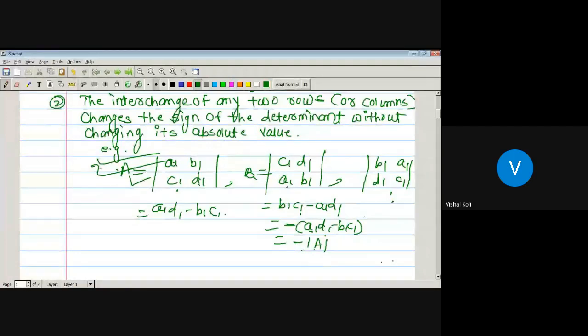And similarly for this one also, suppose c is this one, then its determinant value is b1 c1 minus of a1 d1, which is equal to negative of a1 d1 minus of b1 c1, and which is nothing but minus of determinant of a.